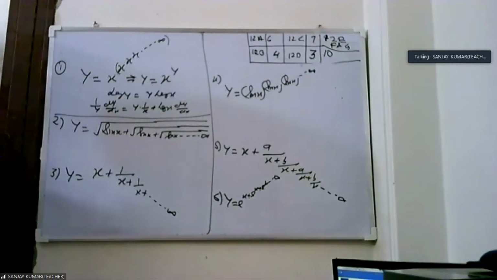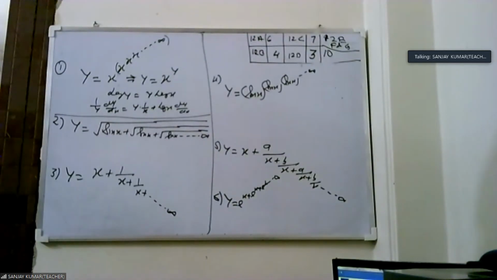Okay, now let's start the second question. The second question is y equal to root sin x plus root sin x plus root sin x till infinity. So the second question is for 12th A class. You see from where the question is repeating. Any idea, any guesses from 12th A class? Give the answer.